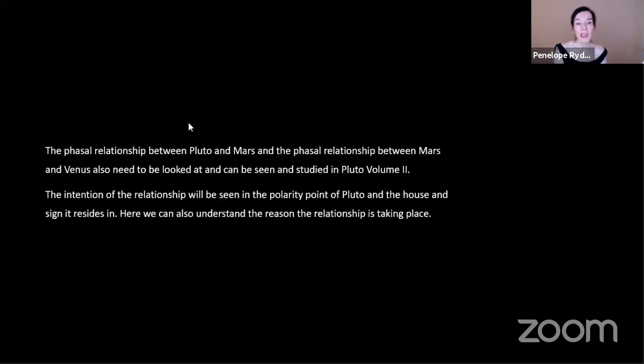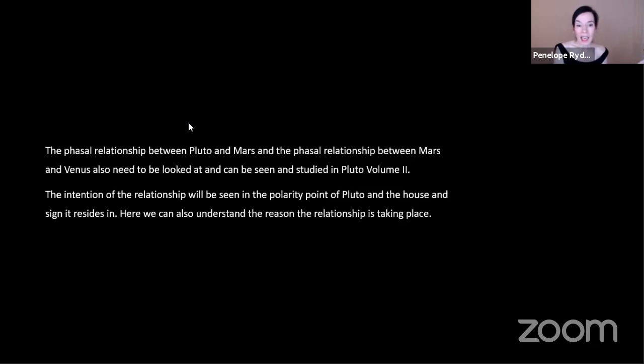Next slide. There's something in evolutionary astrology that we also deal with called the phasal relationship between Pluto and Mars. We can look at that with the degrees, which I'll show you when I show you my own chart. We're looking at the phasal relationship also between Mars and Venus. If you get the book Pluto Volume 2 by Jeff Wolf Green, you're going to be able to study and look at your own composite chart with anybody that you come into contact with, as long as you know their time, date and place of birth.